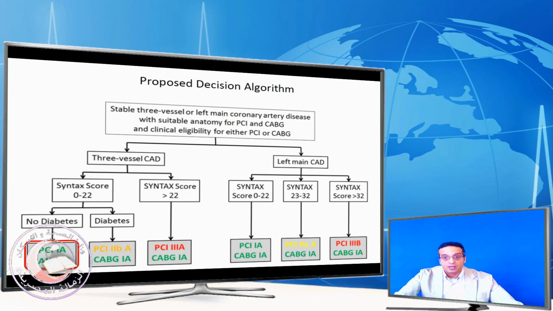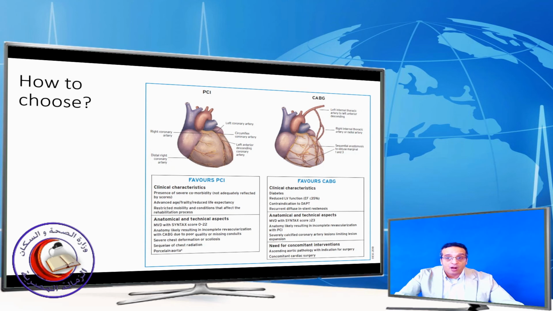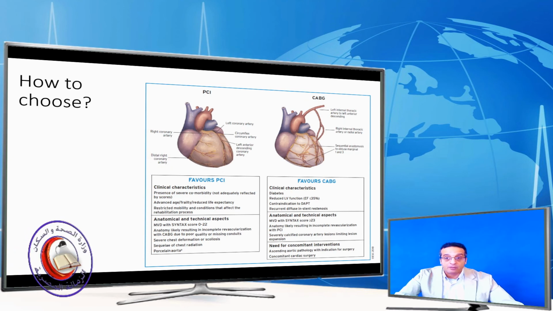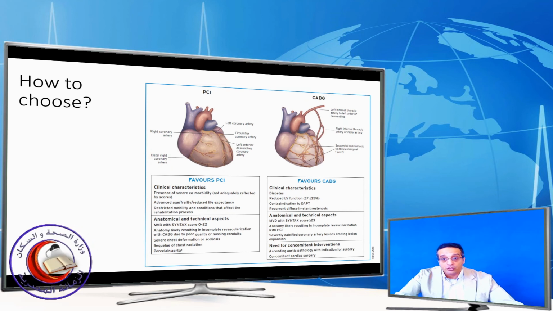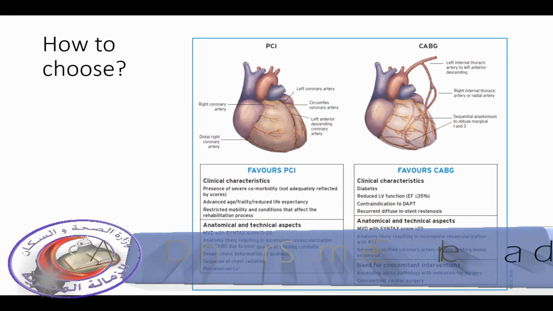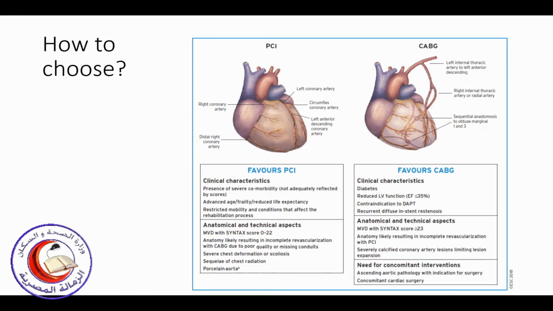But how to choose? Well, there are so many things. There are things that favor PCI. A lot of patients prefer the PCI instead of the sternotomy, of course. But there are things that favor CABG, like diabetes, reduced left ventricular function, especially if it's in heart failure, or if this is a recurrent diffuse in-stent restenosis, or the patient cannot endure antiplatelet therapy. PCI is preferred if the patient has severe comorbidities and anesthesia is going to be difficult. If he has advanced age, is frail, has reduced life expectancy, has a terminal illness and might die very soon, or has restricted mobility. So again, it's not only the SYNTAX score, it's the SYNTAX score too and the clinical symptoms that the patient has.